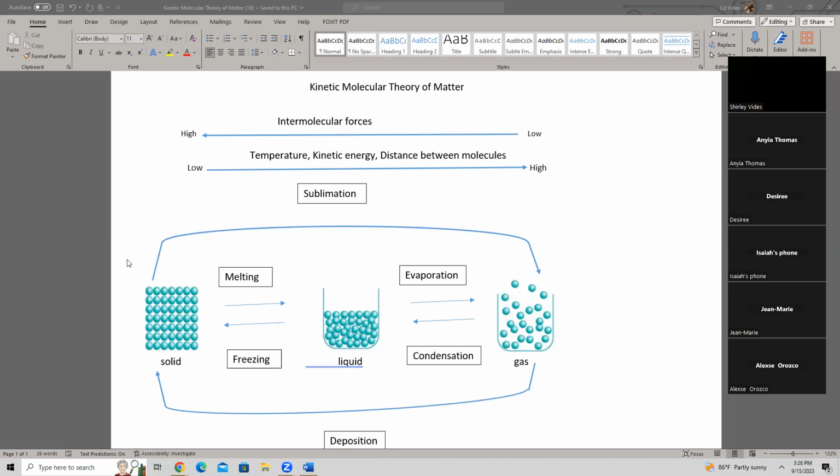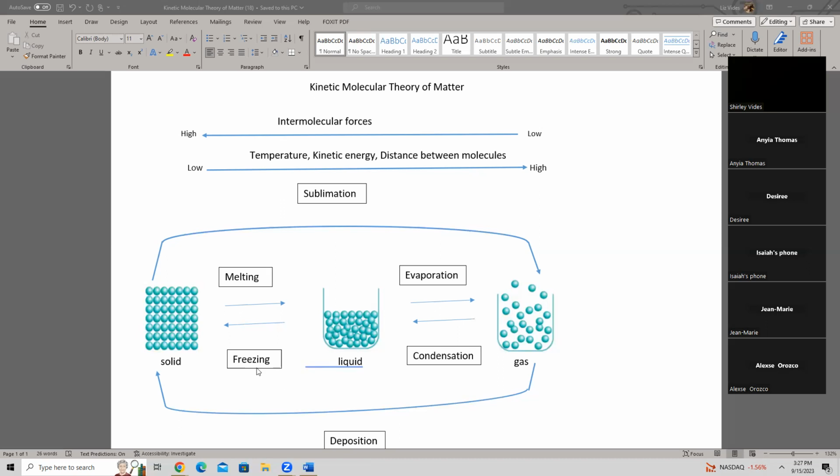Before, the solid absorbs the energy from its environment, right? But now it's releasing it. The gas is releasing it so that it can condense, and then it slows down. And since it slows down, the molecules become closer together. Therefore, the intermolecular forces come back.